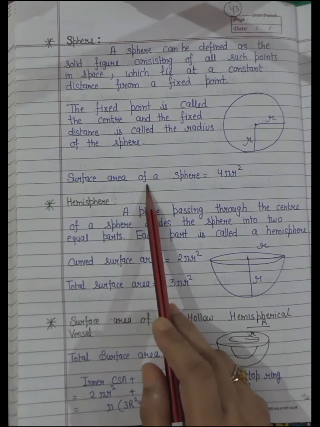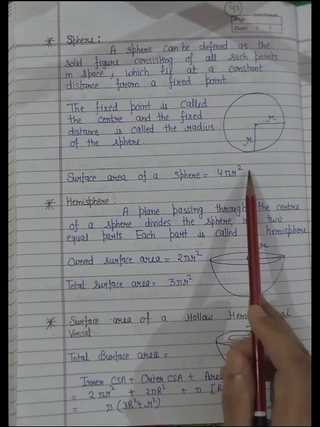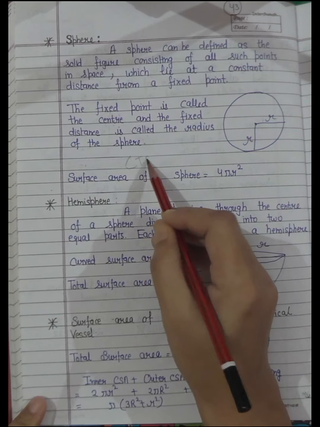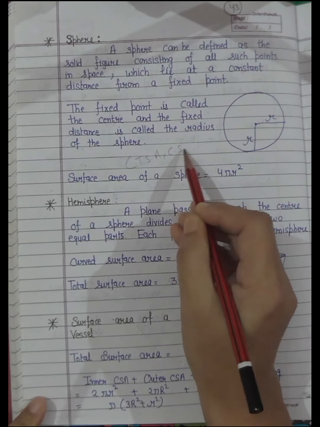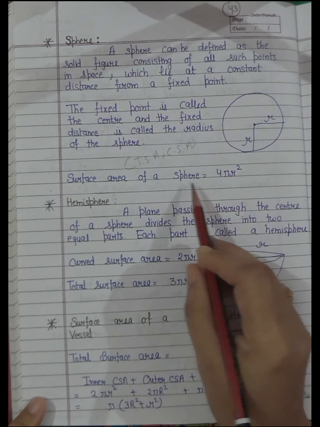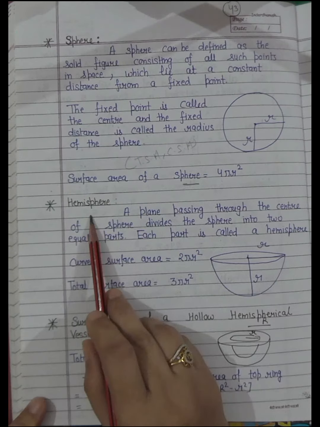Now the surface area of a sphere is 4 pi r square. Both the surface areas, TSA as well as CSA, are equal to 4 pi r square in the case of a sphere.